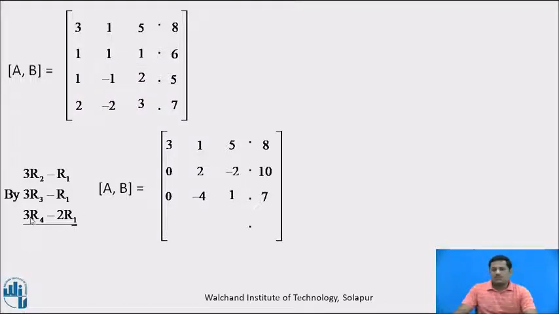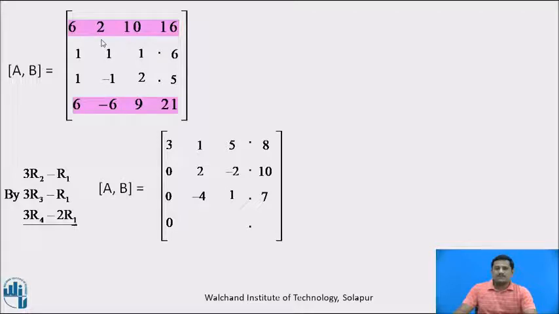And the final row transformation 3R4 minus 2R1. After multiplying row number 4 by 3, we get these entries, and multiplying row number 1 by 2, we get these entries. Now subtracting these two rows, 6 minus 6 is 0, minus 6 minus 2 is minus 8, 9 minus 10 is minus 1, and 21 minus 16 is 5.